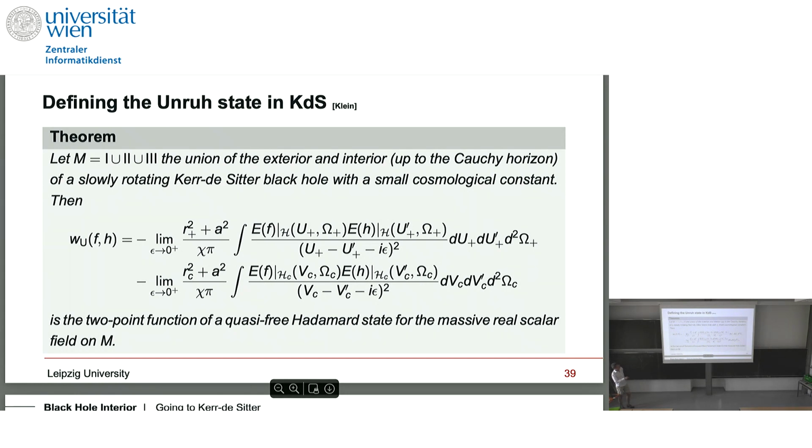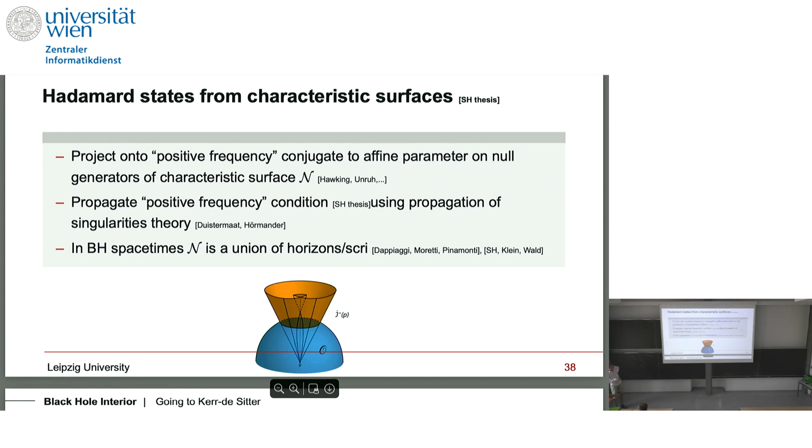Maybe this is not too obvious from this plot, from this complicated formula, but the idea nevertheless is that you define it on some sort of characteristic surface and then propagate it inwards, just like you would do for an ordinary solution, and you make it positive frequency or positive energy on this surface, which is kind of easy, and then you have to show that this property is propagated. So it's kind of easy for this cone, but it's kind of complicated for Kerr.